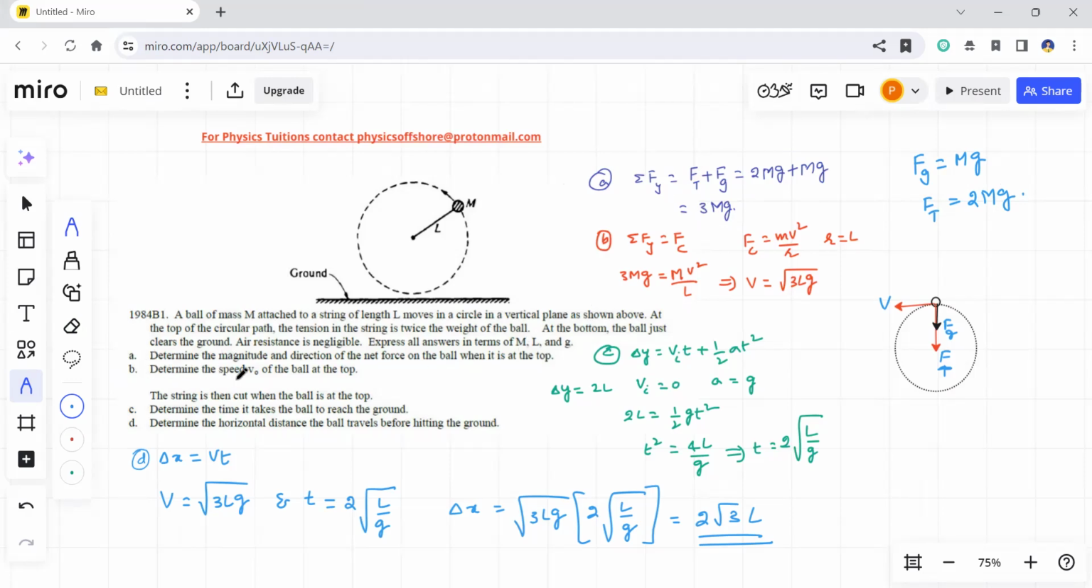Next, determine the speed of the ball at the top. To find out the speed of the ball, we have to write the force equation. What is the force equation? Sigma F is equal to Fc, because the forces acting contribute to the centripetal force. We know Fc is equal to mv square over r, and the total force we just calculated is 3 mg. Therefore, 3 mg is equal to m v naught square over L, because here the radius is L.